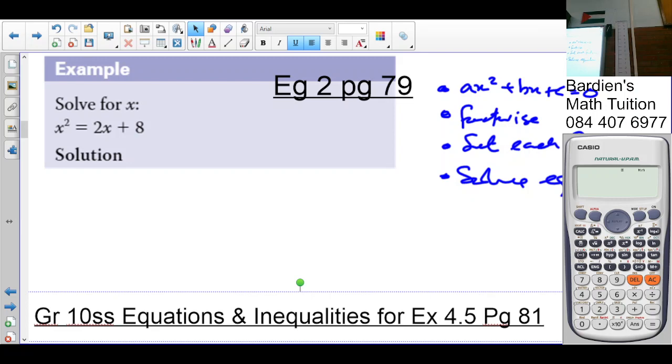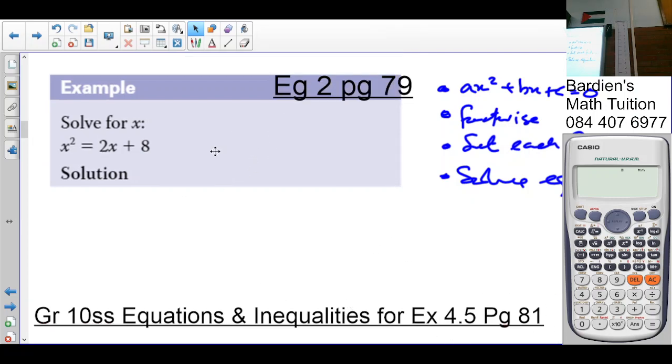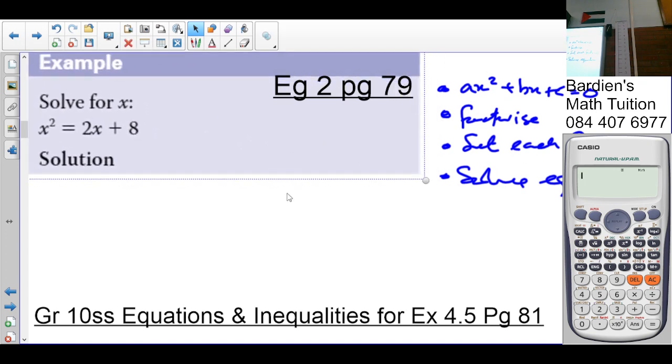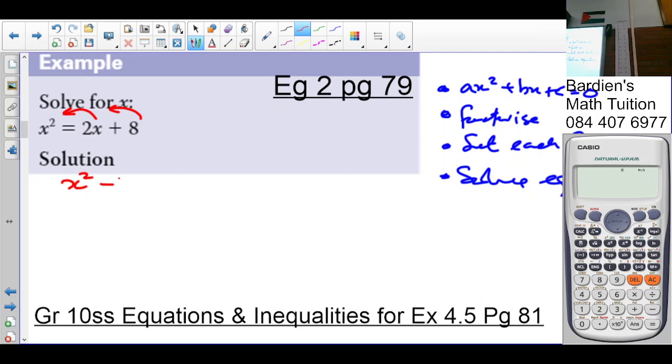Page 80. Okay. Normally the students would have corrected me here, but as you can see, they're not in the class. So the question says solve for x. We've got x squared equals 2x plus 8. So first we must get it in standard form of ax squared plus bx plus c is equal to 0. So we're going to take 2x and the 8 over. So it's x squared minus 2x minus 8 is equal to 0.